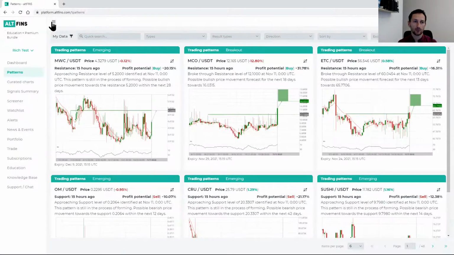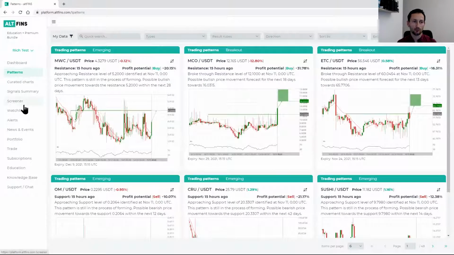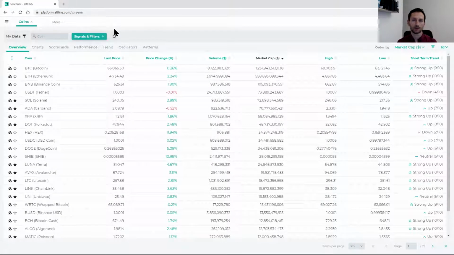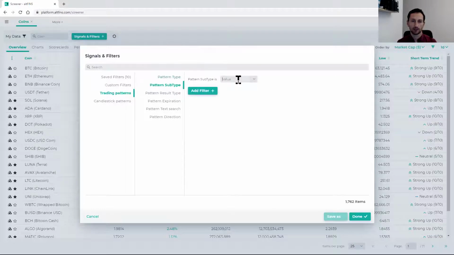But one way to find these trading ideas based on chart patterns is to do it right here in the patterns section. Another way would be on the screener. You also have access to the patterns there, and the advantage is that you can combine it with some other indicators. So let's do that here. Again, we'll go to trading patterns, subtype. I want ascending triangle. Great. And I could also combine it with emerging or breakout or direction, perhaps bullish or bearish.